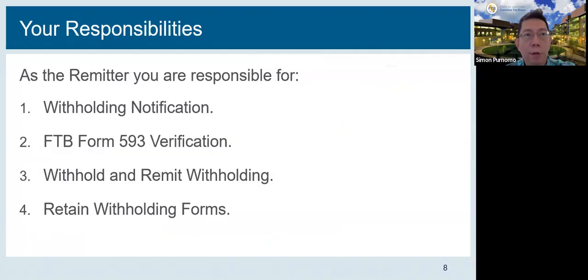Now, let's talk about your responsibility. As a remitter, you are responsible for withholding notification, FTB Form 593 verification, withholding and remitting withholding, and retaining withholding forms. Now, let's take a look at these 4 key items more closely.